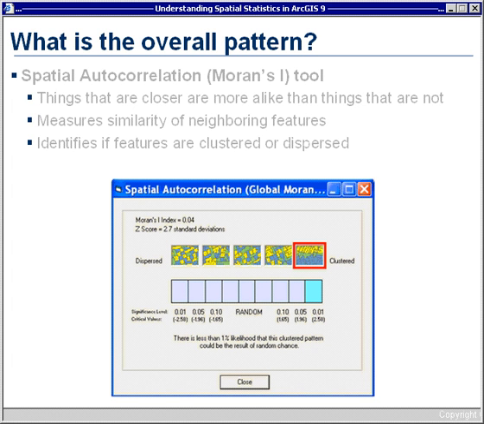The output for this tool is a graphical display that gives you the results 4 different ways. It starts off at the top by giving you the statistical numbers. Under that, we have a pictorial representation of what those statistical numbers mean. The picture tells you if the pattern is dispersed or clustered. Under the graphic, we have a bar graph showing if the results are statistically significant. Finally, at the bottom of the dialog, the results are presented as a sentence. For the analysis presented here, the sentence says, there is less than a 1% likelihood that this clustered pattern could be the result of random chance.